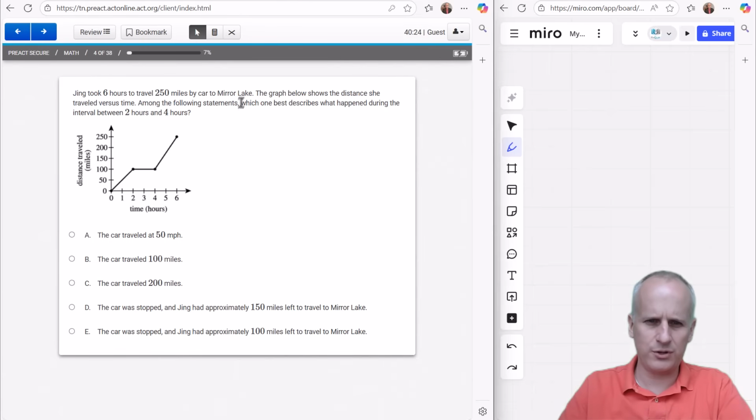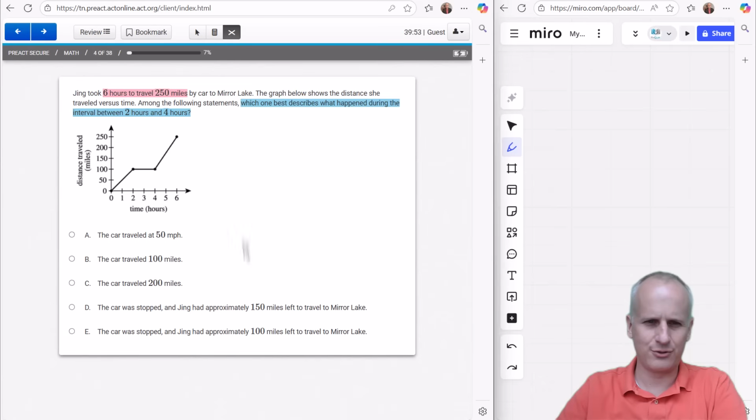We're being asked which one best describes what happened during the interval between 2 and 4 hours. So we've got this little graph, and I've just got to find what's explaining this flat line in our slope. So once more, if I want to use my highlighter, I can. We learned that Jing takes 6 hours to travel 250 miles by car to Mirror Lake. The graph shows the distance she traveled versus time, and then we're trying to figure out once again what happened during that 2 to 4 hours.